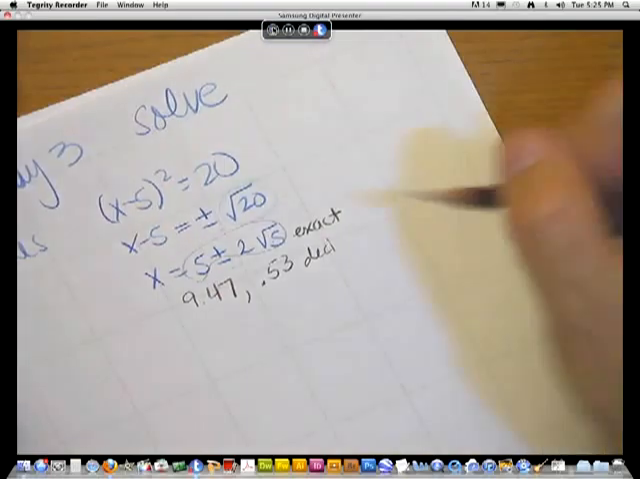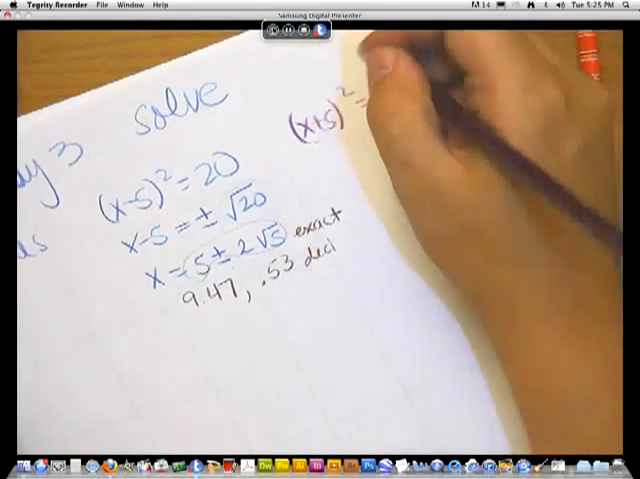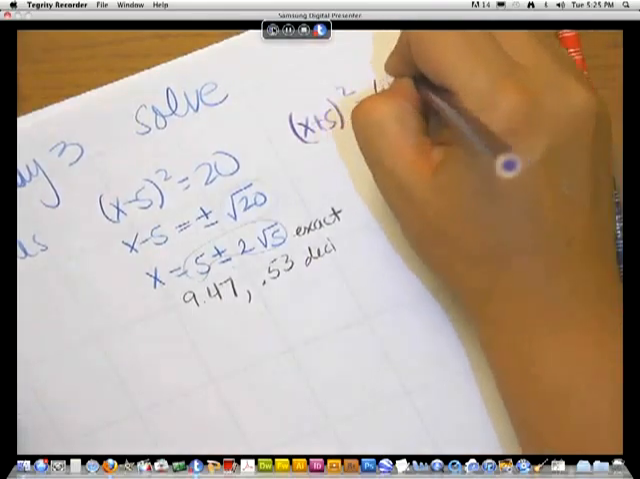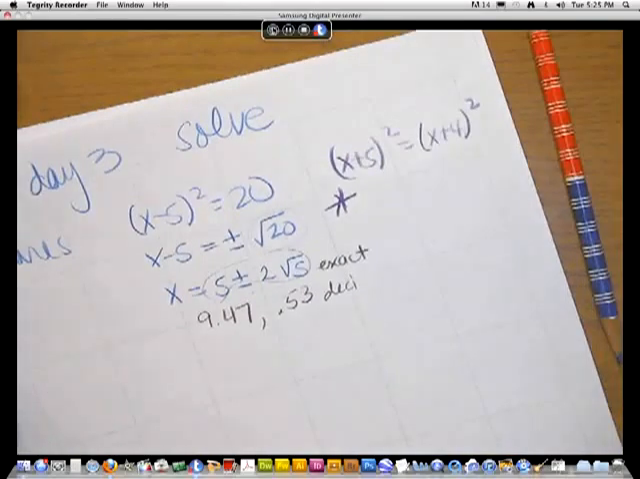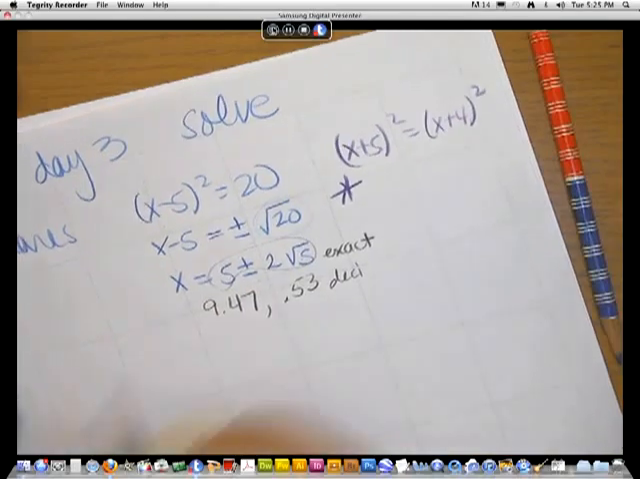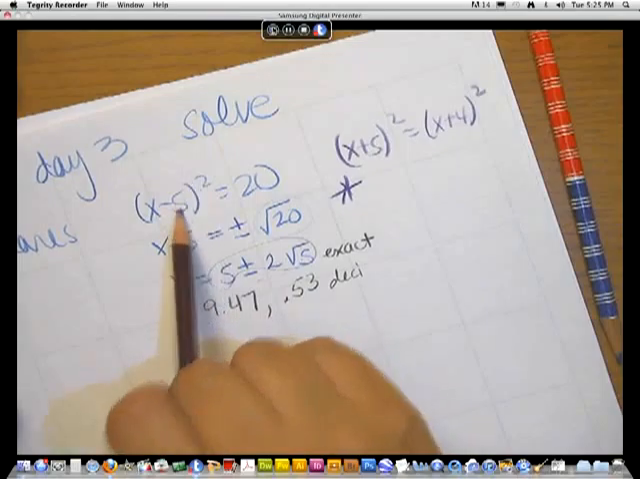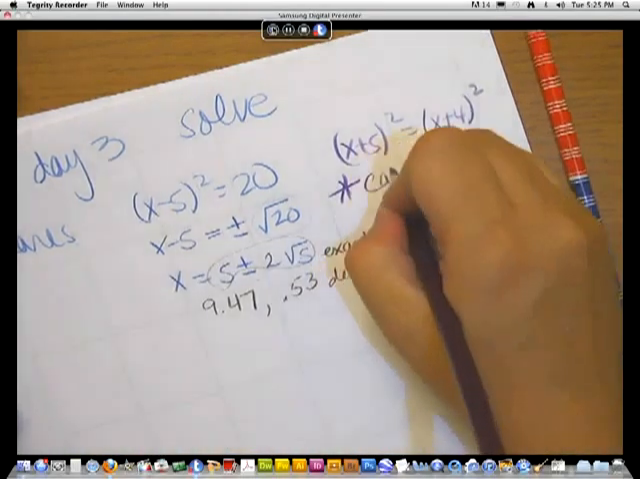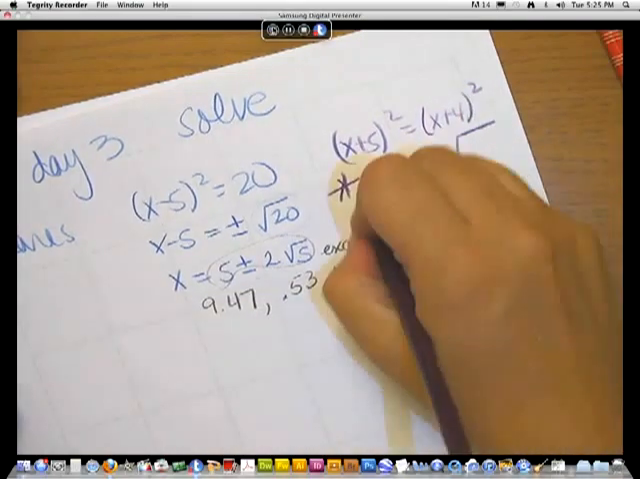If you have something that is a square on both sides, star this, mark this, highlight it, because I know you're going to want to try to square both sides or square root both sides. You cannot do that. You can only do that when there's only one square on one side. You cannot square root. You must expand.